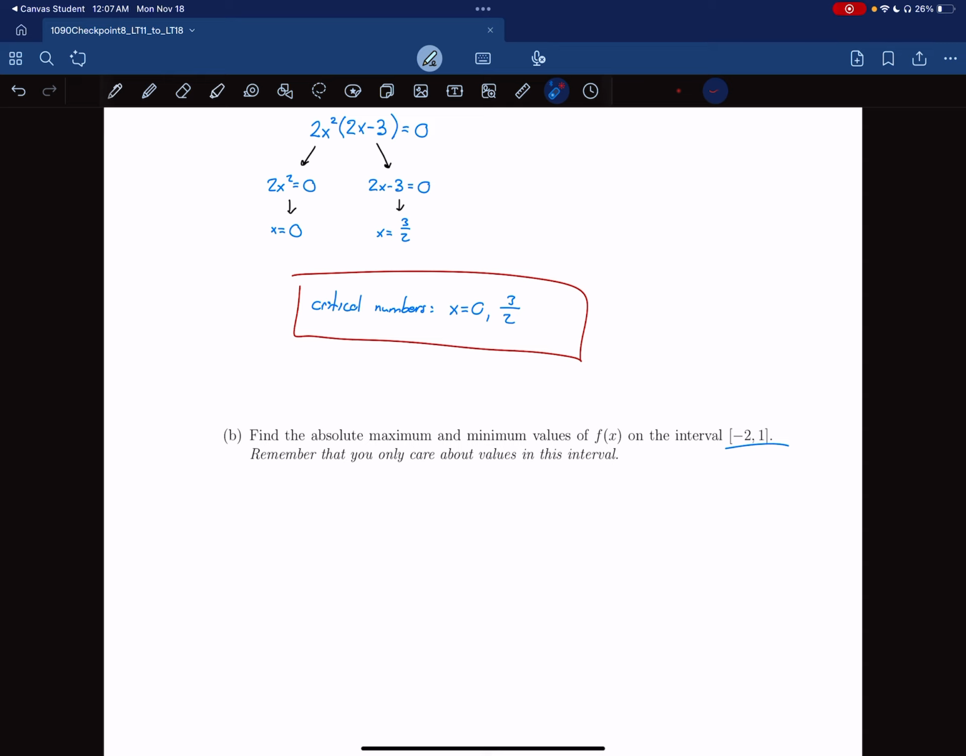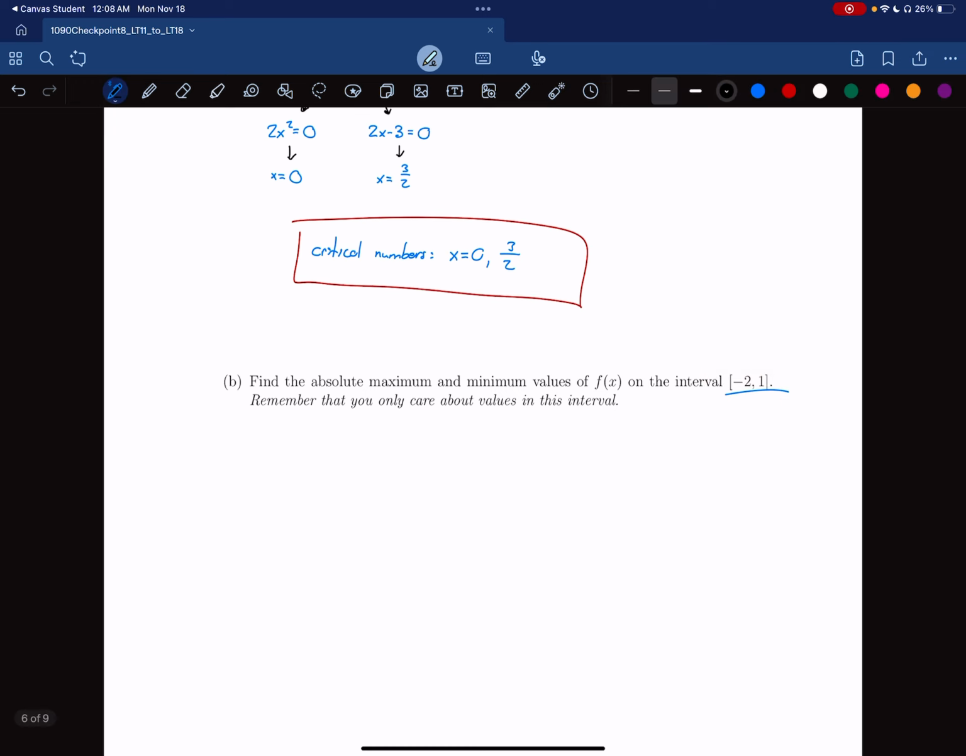When I look at my critical numbers that we solved for up here, I see that 3 over 2 does not belong in this interval. So we can throw that out. That means our candidates will be x equals 0, because that's what we solved for earlier, and -2 and 1, because those are the endpoints.